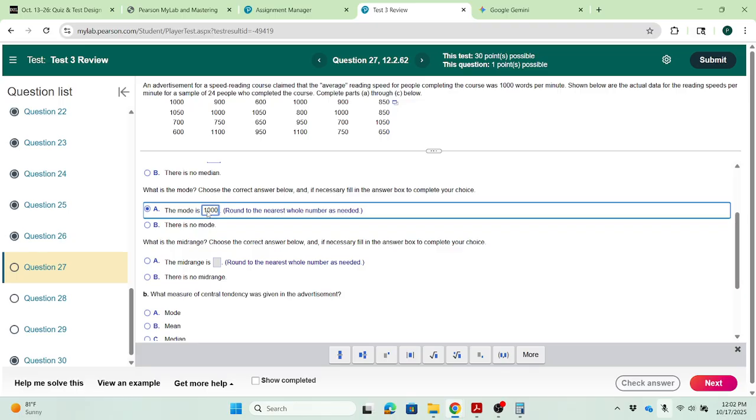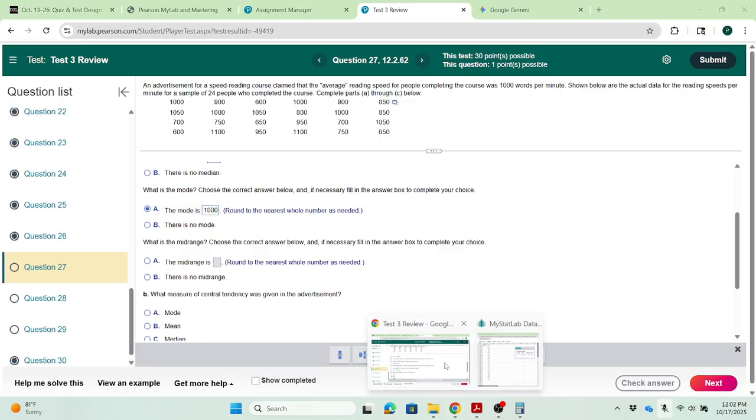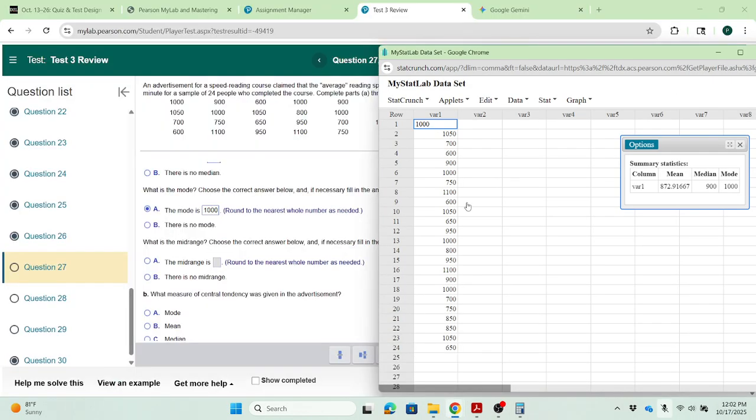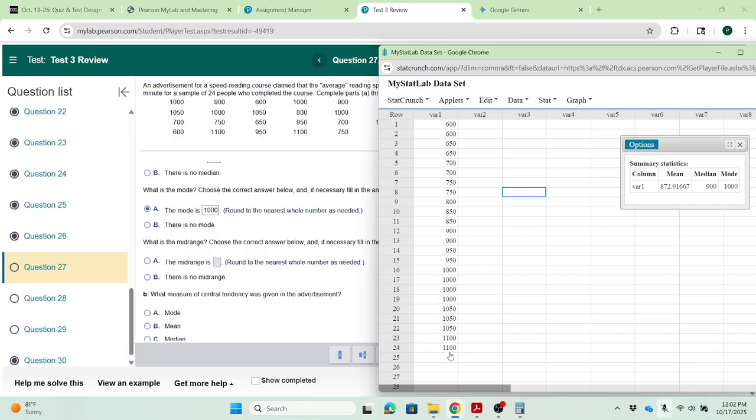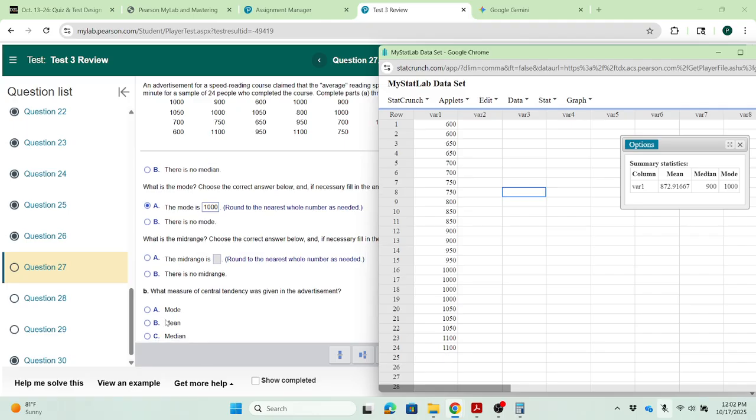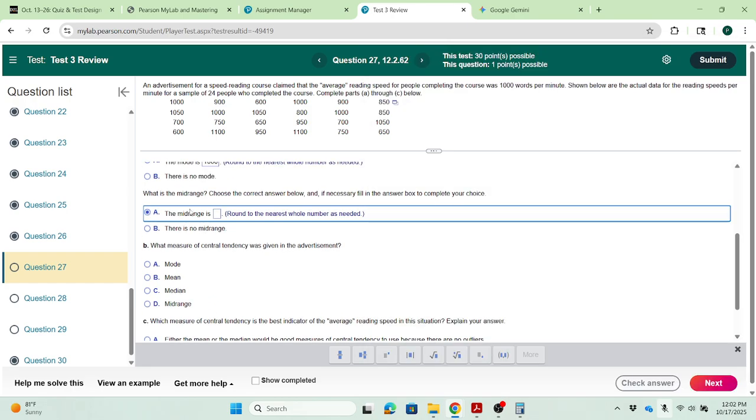And now what about the mid-range? Mid-range is the maximum plus minimum. If you sort the data, you will be able to find the maximum is 1100, minimum is 600. 1100 plus 600 is 1700, divided by 2 is 850. So the mid-range is 850 because that's the mean of the largest and the smallest one.